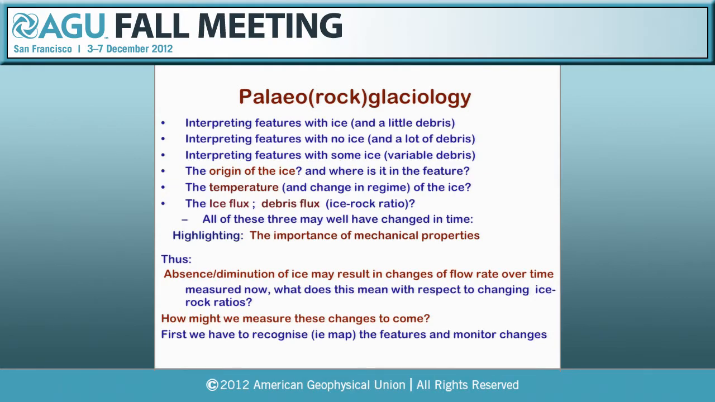I'm going to say a little bit about the mechanical properties, because where the ice is disposed in the rock or where the rock is disposed in the ice makes a considerable difference. So, can we say anything about the absence of ice totally, or the diminution of ice as it melts out? And these may give changes in the flow rate, and that relates to the two basic models that we have of rock glacier formation. And what I want to address is how might we measure these, how might we look at these possible changes as time goes on, and what clues have we got to do that?